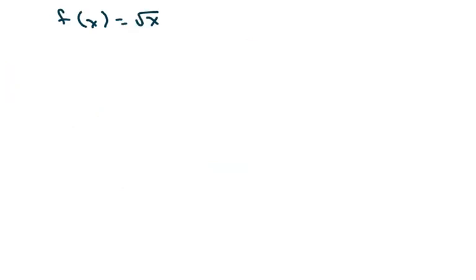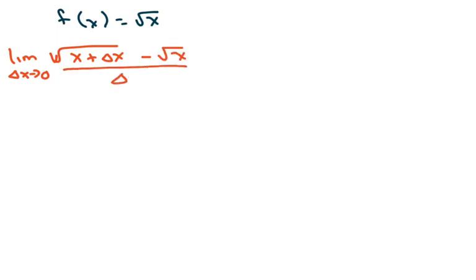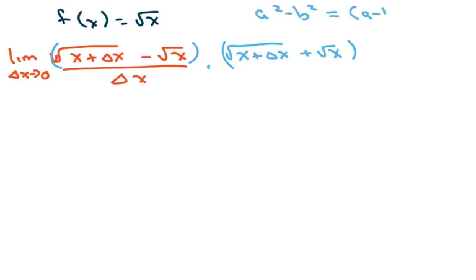The next one, we have the square root. And so for the square root, everywhere there's an x, let's do the limit part. The limit is delta x approaches 0. It's going to be the square root of x plus delta x minus your whole function all over delta x. And to clean this up, we're going to multiply by the conjugate. So that's going to be square root of x plus delta x plus square root of x. And that follows the a squared minus b squared rule. So we have a minus b times a plus b. This is all over delta x.